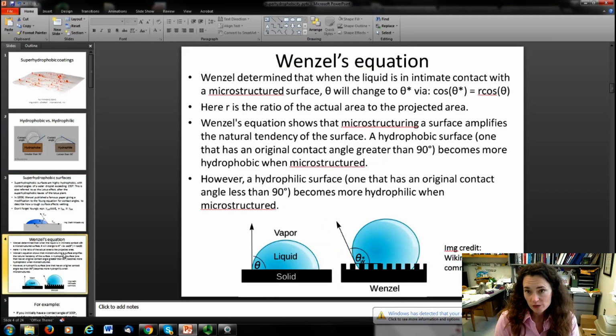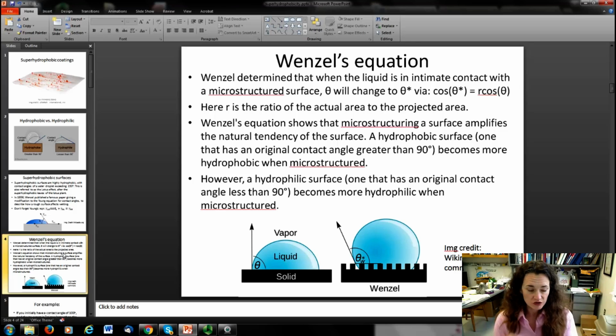So Wenzel determined that when the liquid is in intimate contact with a microstructured or very rough surface, your contact angle theta will actually change to a new value, which we'll call theta star here. And it equals: cosine of theta star is equal to r times the regular cosine of the contact angle, r cosine theta. Now r here is a variable that gives you the ratio of the actual area of your surface to the projected area of the surface.